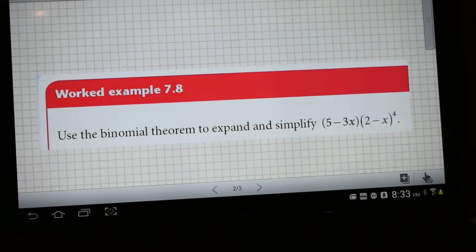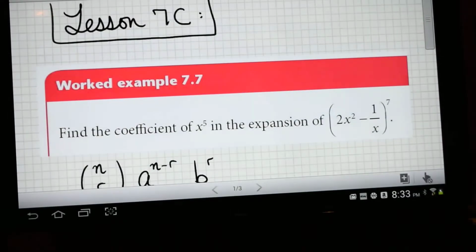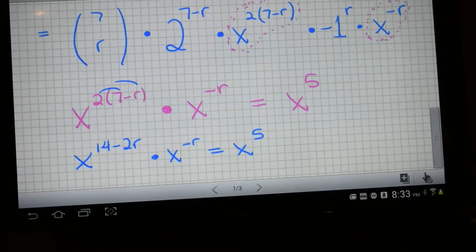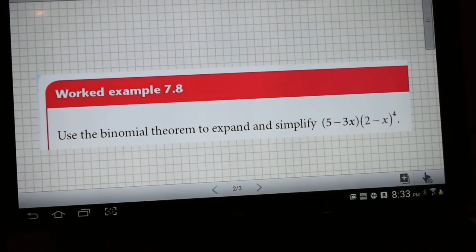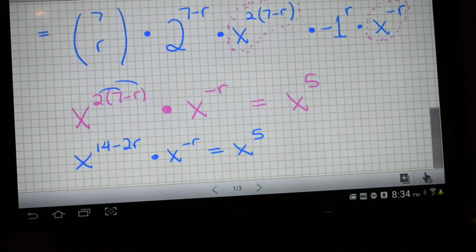Okay, so we were right here. Okay, I'm going to rewrite this on the next page because we're out of space. I think that was it. Negative r.